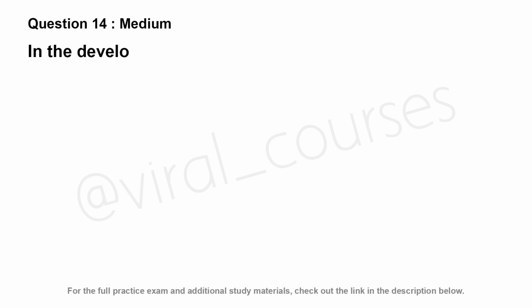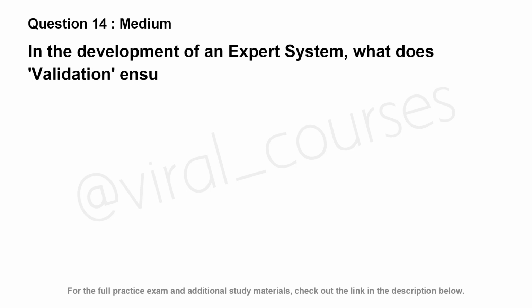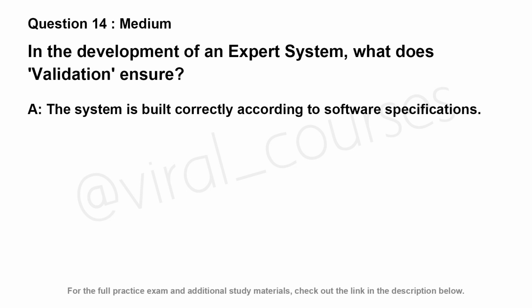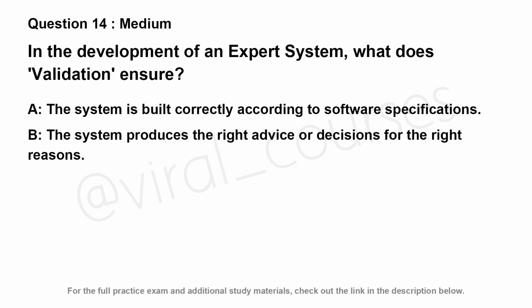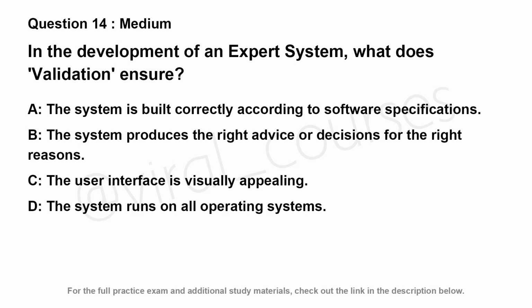In the development of an expert system, what does validation ensure? Option A. The system is built correctly according to software specifications. Option B. The system produces the right advice or decisions for the right reasons. Option C. The user interface is visually appealing. Option D. The system runs on all operating systems.